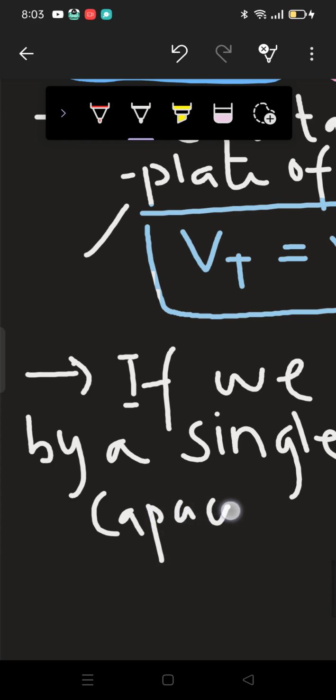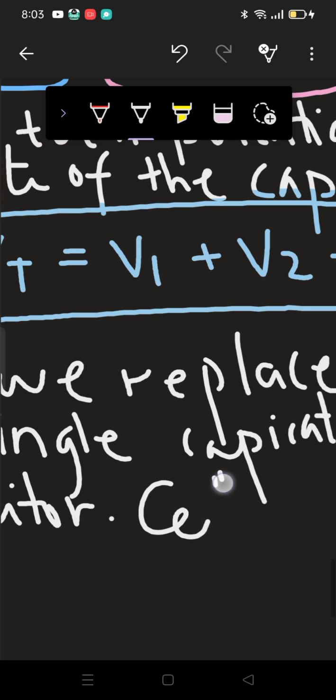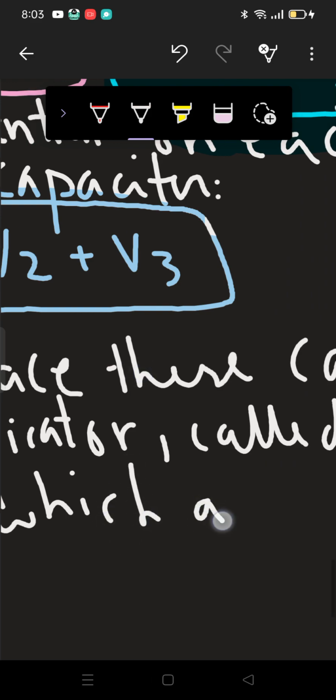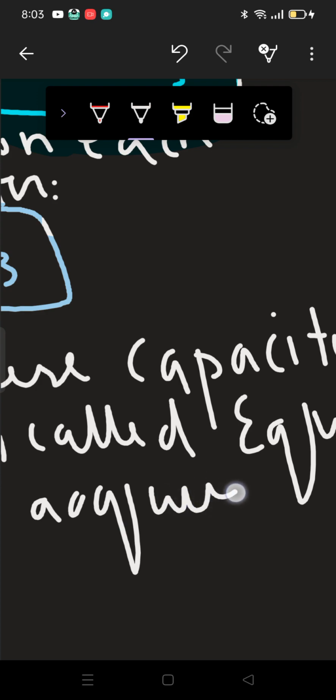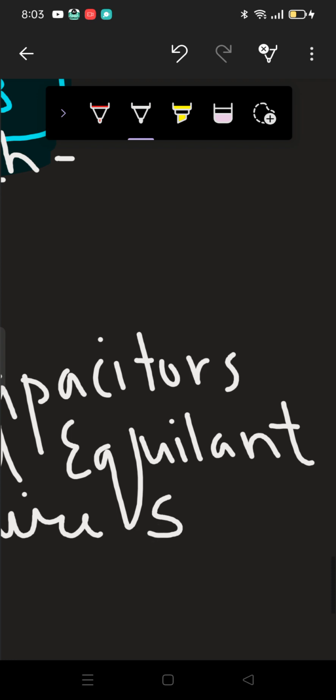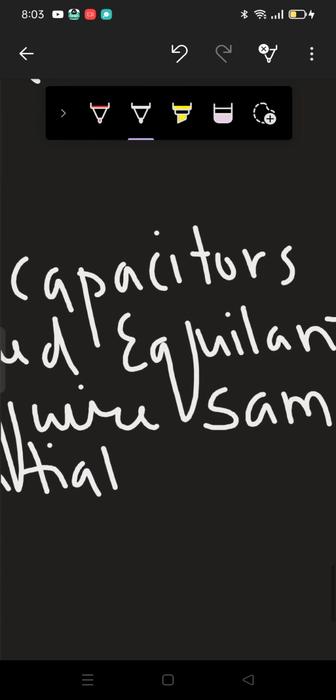Alright, which is denoted by CE since it is the equivalent capacitor, which acquires the same charge, because we have already discussed that, right? They're going to store the same charge plus the same potential difference, because now we have replaced all those capacitors with a single capacitor.